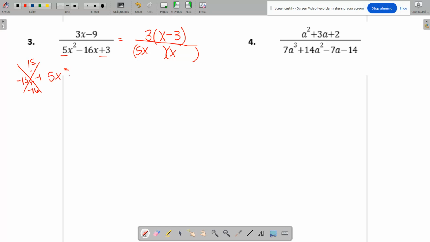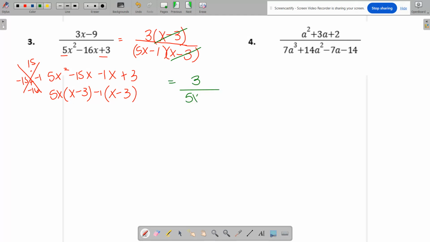So 5x squared minus 15x minus 1x plus 3. I could factor out a 5x from the first group and have x minus 3, and then a negative 1 out of the second group to get x minus 3. So however you do it, you should end up with 5x minus 1 is one of your factors, and x minus 3 is the other. Since x minus 3 is a factor in the numerator and denominator, that over itself is going to simplify to 1. So you're left with 3 in the numerator and 5x minus 1 in the denominator.